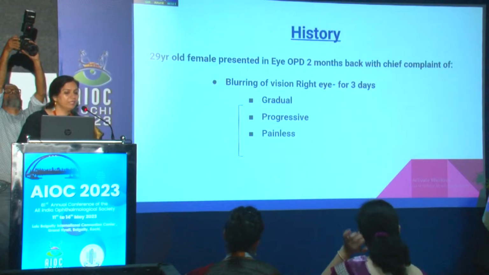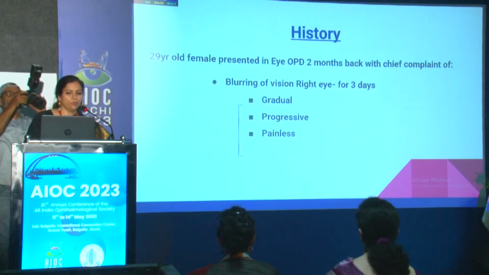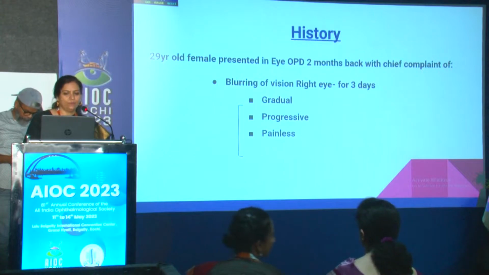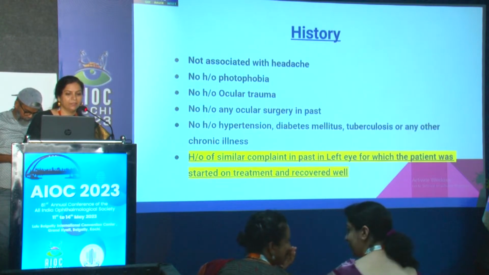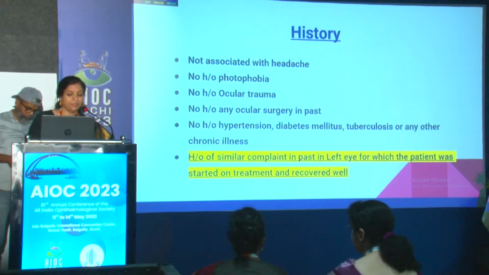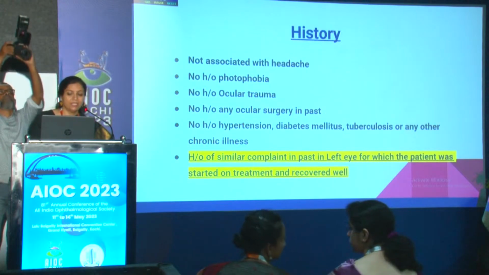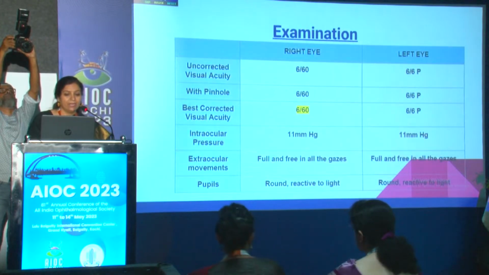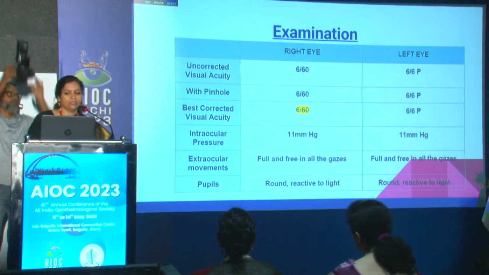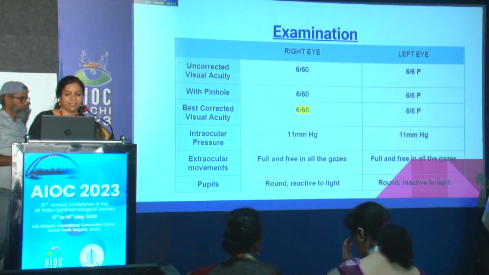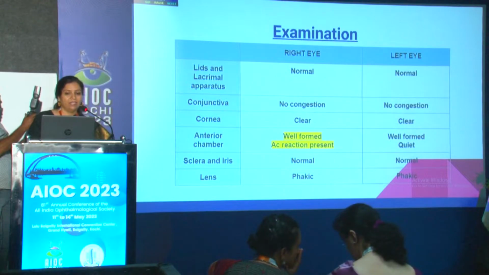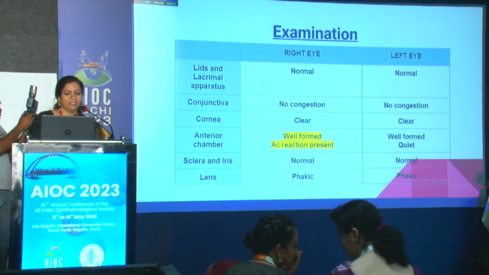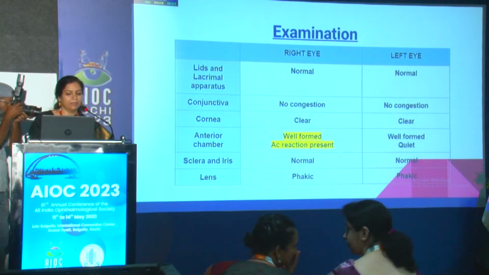Case 1. A 29-year-old female presented in the IOPD 2 months back with the chief complaint of blurring of vision in the right eye for 3 days. No other relevant history except a similar complaint in the past in the left eye, for which the patient underwent treatment and recovered well. The best corrected vision in the right eye was 6/60. Other things were normal. On examination, the anterior chamber showed cells, sclera and iris were normal, and the lens was phakic.